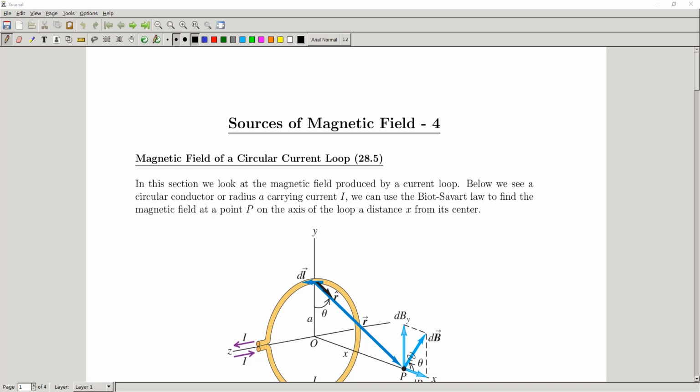Okay, this is going to be our fifth. Okay, well that's not a good start. This is going to be our fifth video in our series on sources of magnetic field.